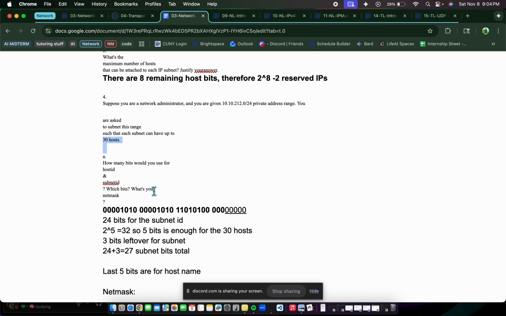So over here, we have our IP. This is 10.10.212.0. And 24 is going to be the number of bits that are going to be our network ID to start with. So over here, this part is going to be our network.